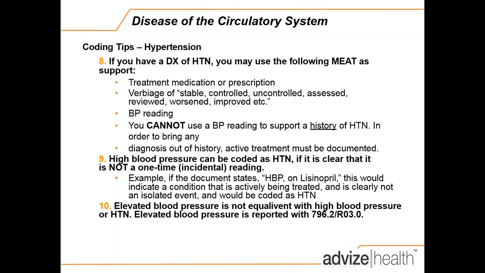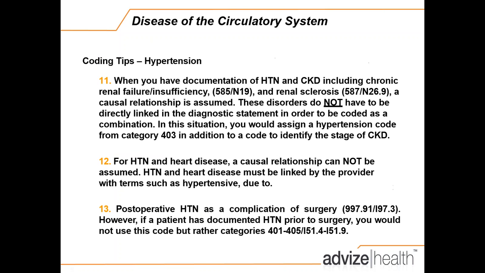Elevated blood pressure is not equivalent to high blood pressure or hypertension. Elevated blood pressure is reported separately as R03.0. Some more hypertension information. When you have documentation of hypertension and CKD, including chronic renal failure, N19, and renal sclerosis, N26.9, a causal relationship is assumed.